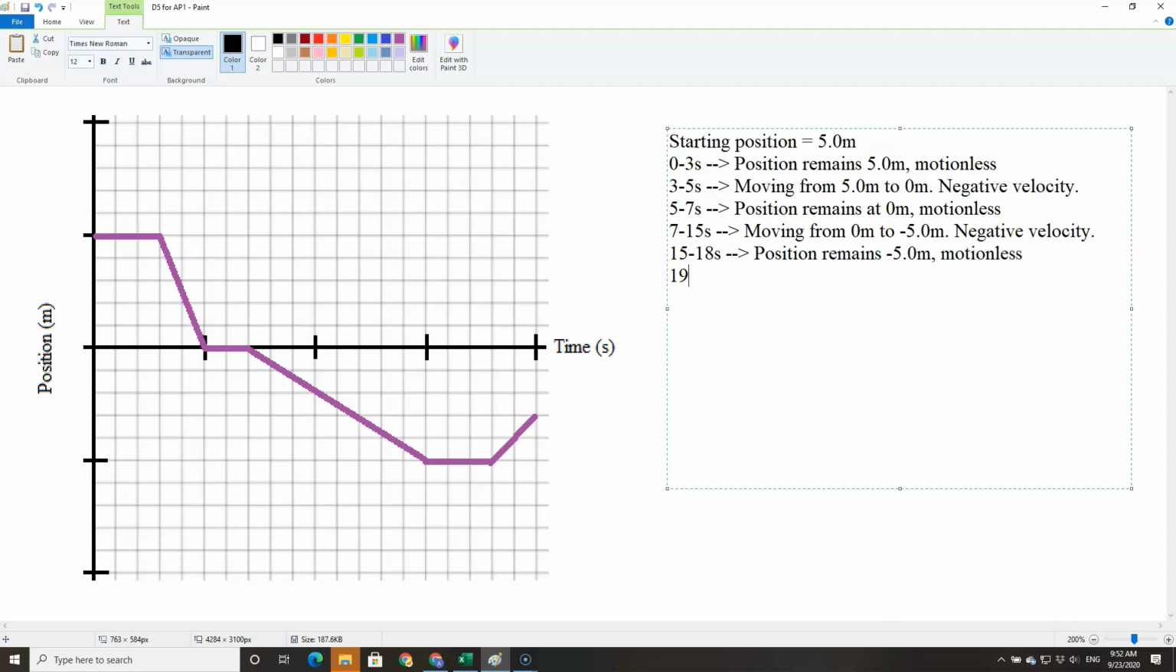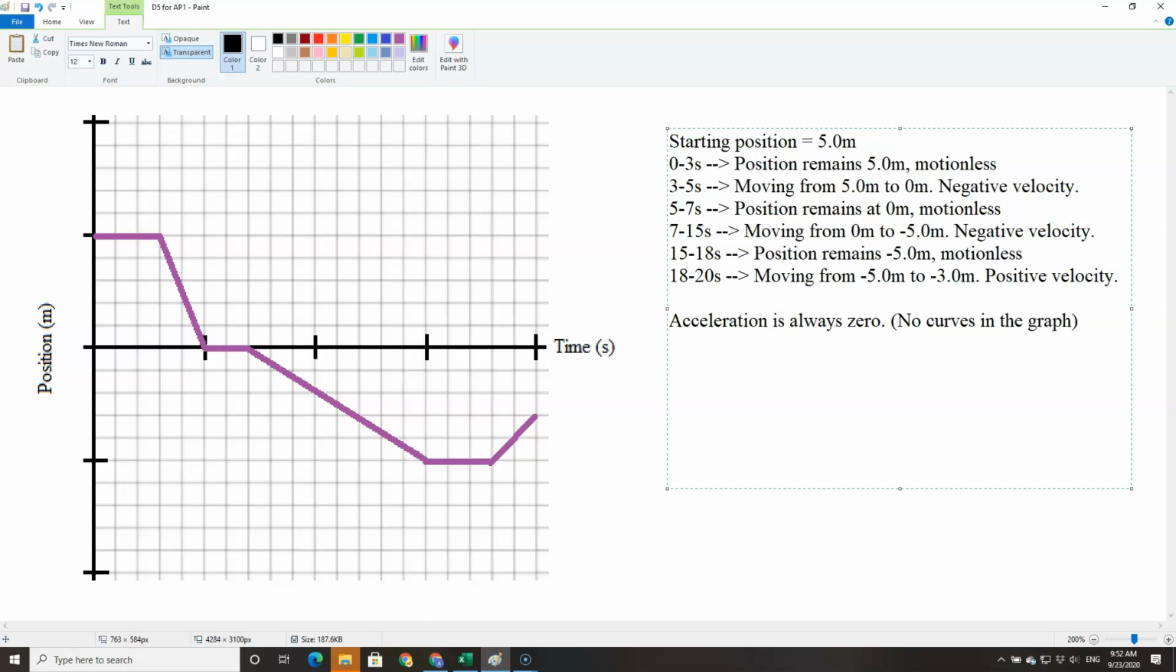And finally, from 18 to 20 seconds, we are moving from negative 5 meters to negative 3 meters. Therefore, it's a positive velocity. The acceleration is always 0. We know that because there are no curves in the graph.